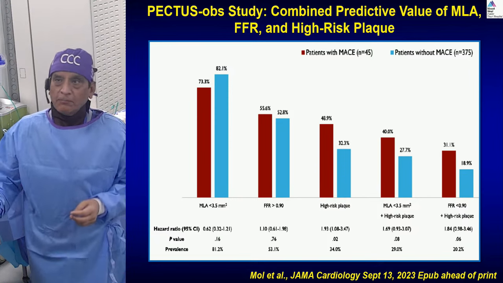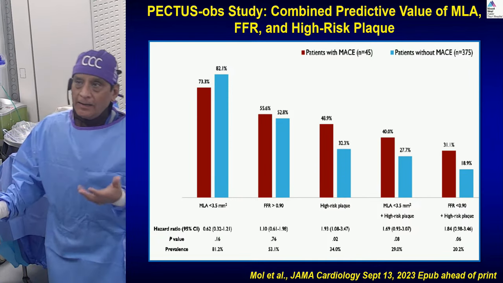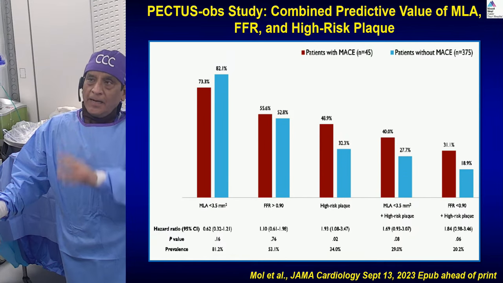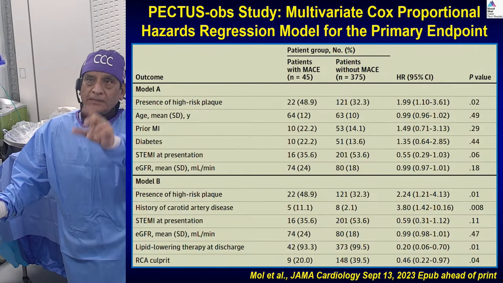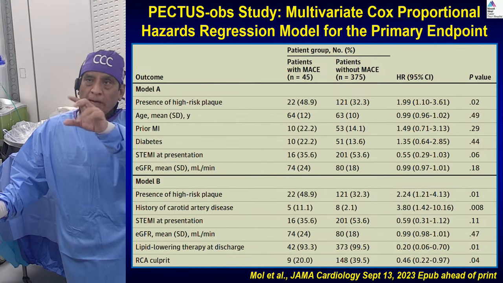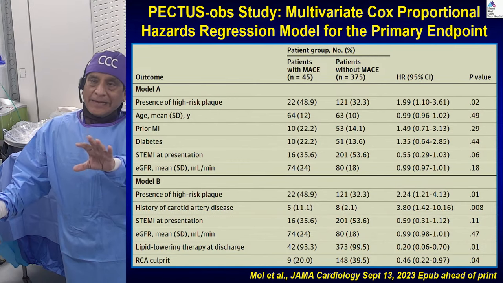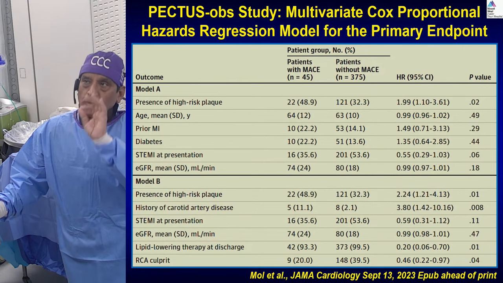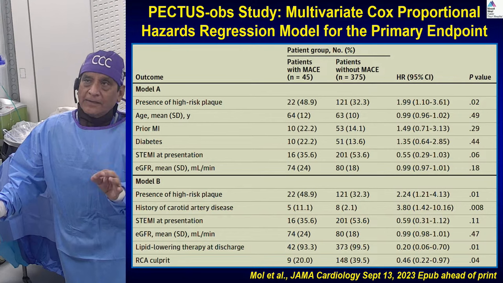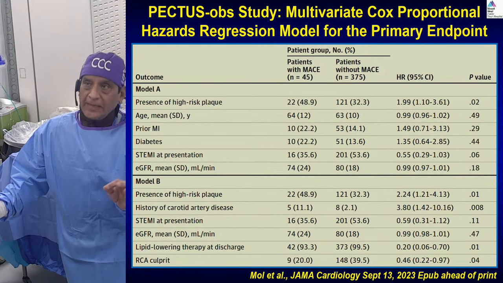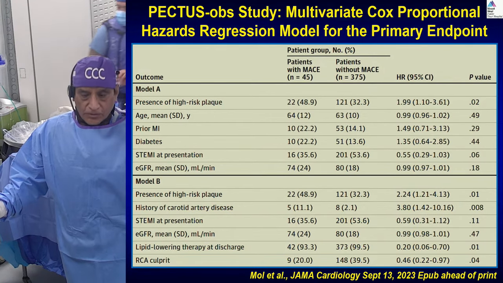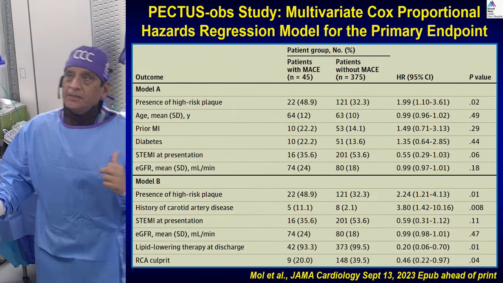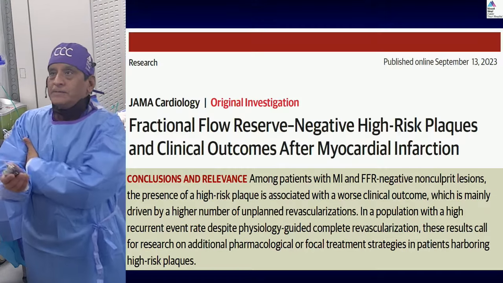So these are the other points: MLA, and basically the high-risk plaque, was the biggest determinant of the individual endpoints. They had model one and model two, taking all the clinical factors which were different between the two groups, but high-risk plaque was the highest, with about a 2 times hazard ratio of event rate. So high-risk plaque in an FFR negative patient is at 2 times risk. We saw that in the diabetic patients in the OCT trial, where it was 4 times.